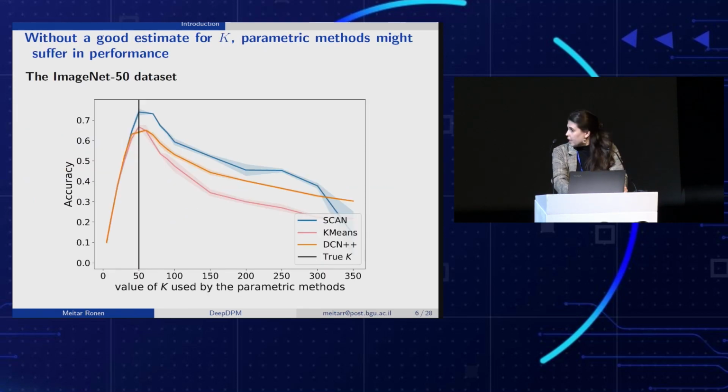So, if we take a look at this example, we ran three parametric methods, SCAN, DCN, and k-means, which was run on deep features. We ran it on the ImageNet-50 dataset, which is a dataset that consists of 50 randomly selected classes of the ImageNet dataset. And we use various values for k, as you can see here on the x-axis. So the further away the k we used is from the ground truth, the more the performance deteriorates quite significantly. So choosing or having a good estimation of the number of clusters is very important for parametric methods.